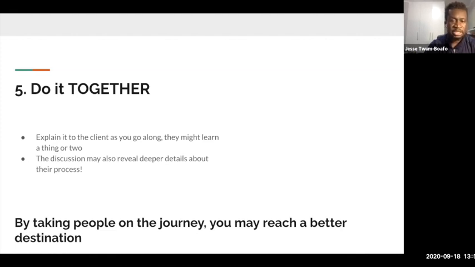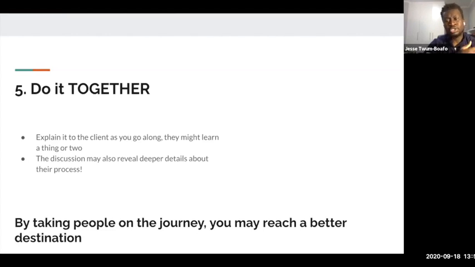The second part is that the discussion might also reveal deeper details about their process. So I've bumped into many a situation where terminology differs. What I call a case is different from what you call a case. What I call a service is different from what you call a service. Little differences in terminology like that can lead to very big differences in terms of the relationships that you create. But by doing it together, by showing what you think the relationship looks like between a case and a service, for example, might lead to them giving you some insights that help you shift around the relationships as you need to. And that's a very classic example.